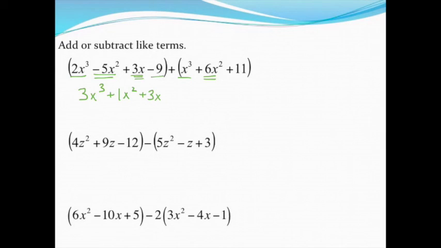And finally, we'll always end with the constant. So there's -9, and there's +11. Those will add up to +2. So there's my sum of the two polynomials. It's as simple as that. Just add or subtract like terms.